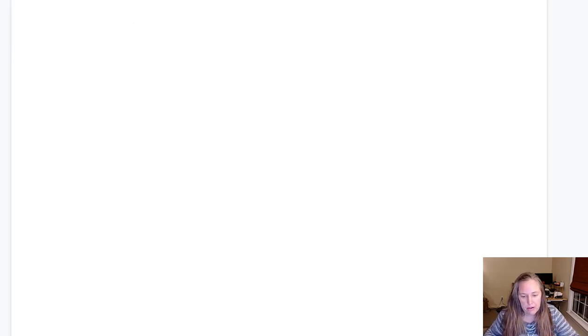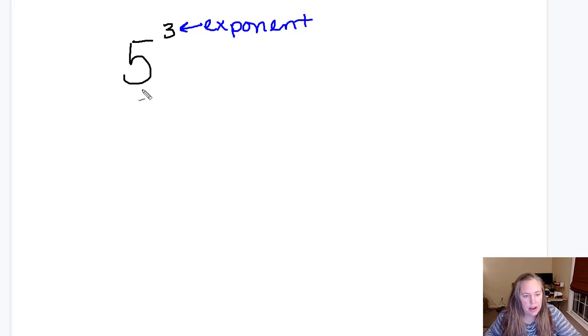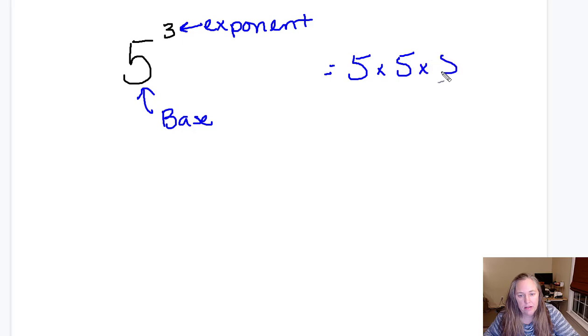So just to remind you, that says rules of exponents. Just to remind you, the 3 is the exponent, and the 5 is the base. And an exponent is a way of communicating repeated multiplication. So 5 to the third is equal to 5 times 5 times 5. And the mistake that sometimes people make is they do 5 times 3.